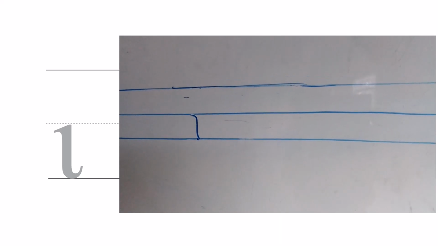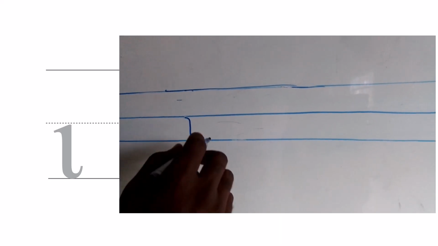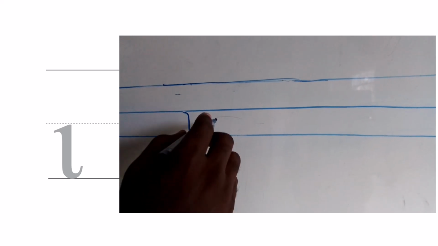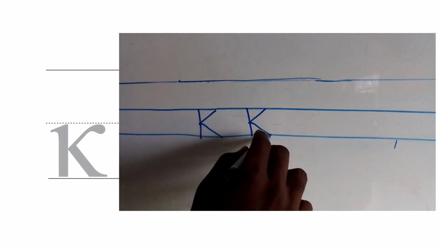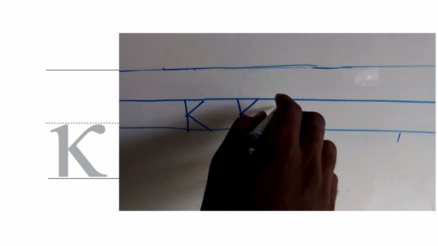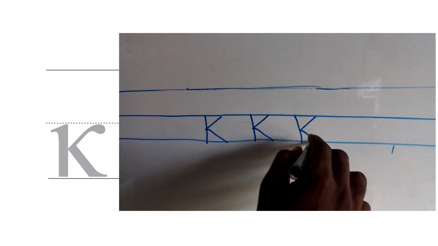The first one is iota. Iota is written to touch the bottom line as well as touching the middle line. So it's resting between the middle line as well as the bottom line. And this is how you write iota. The next one is kappa. Kappa is also resting between the middle line and the bottom line. And so this is how you write the word kappa.